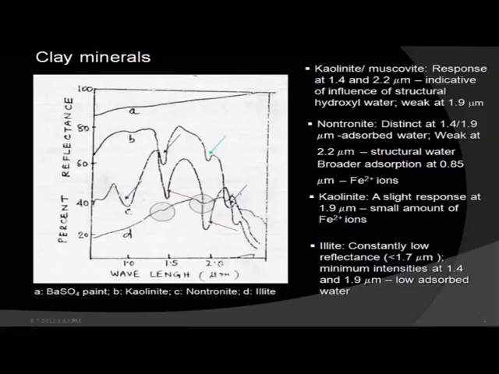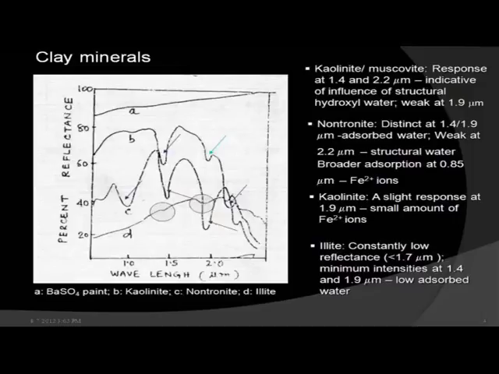Then coming back to the soil mineralogy or clay minerals, you see over here there are three clay minerals given. A is the reference panel, which is taken as a barium sulfate plate. The spectral reflectance starting from around 0.9 up to 2.5 micrometers I am showing over here, which has major water absorption bands. And you see the B, C, D. B is the kaolinite mineral, C is the montmorillonite, and D is the illite.